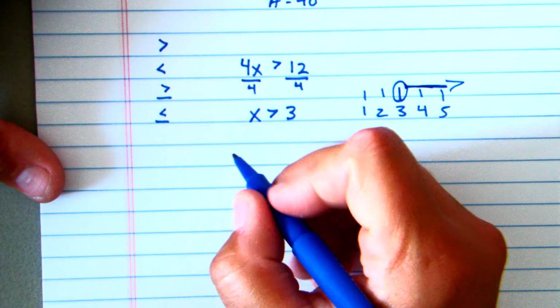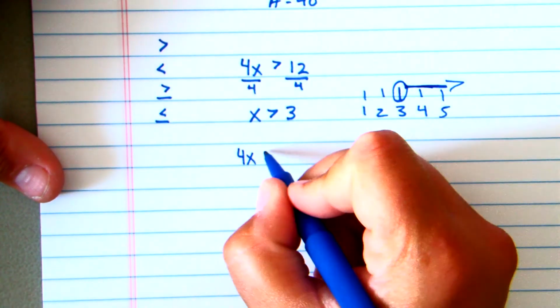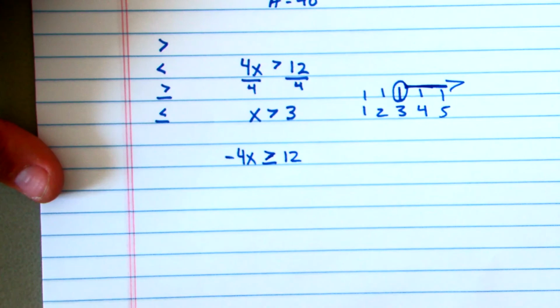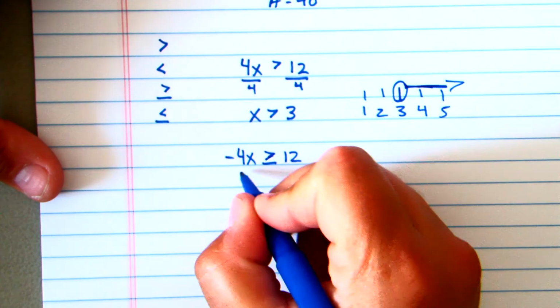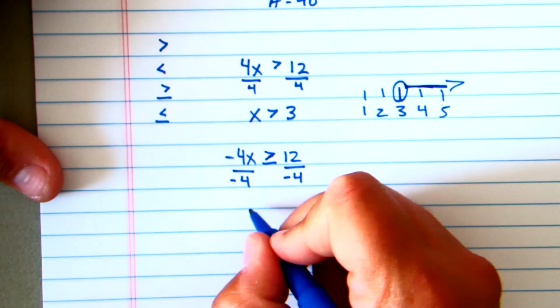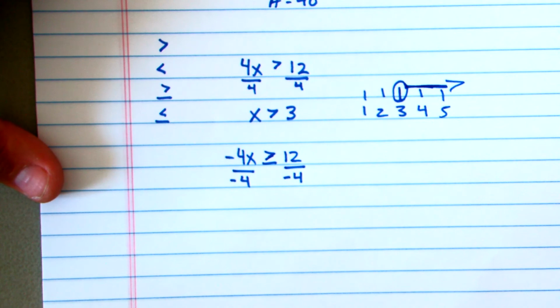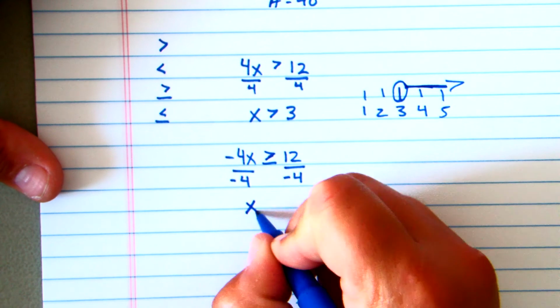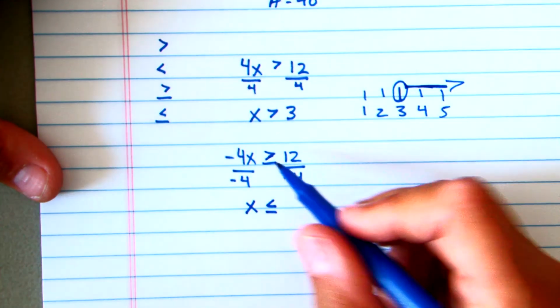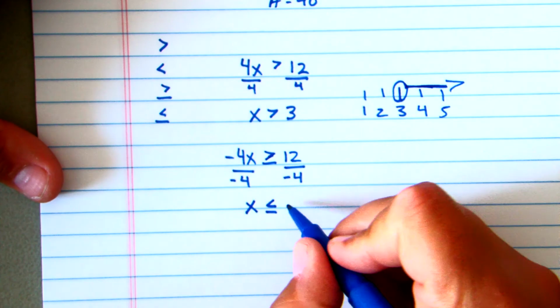Now, if I had 4x is greater than or equal to 12, well, let's say that 4 was negative. Then I'd have to divide by negative 4, divide by negative 4. Now, if you divide or multiply by a negative number when solving an inequality, then you must change the direction of the inequality symbol. So instead of greater than or equal to, it becomes less than or equal to negative 3.